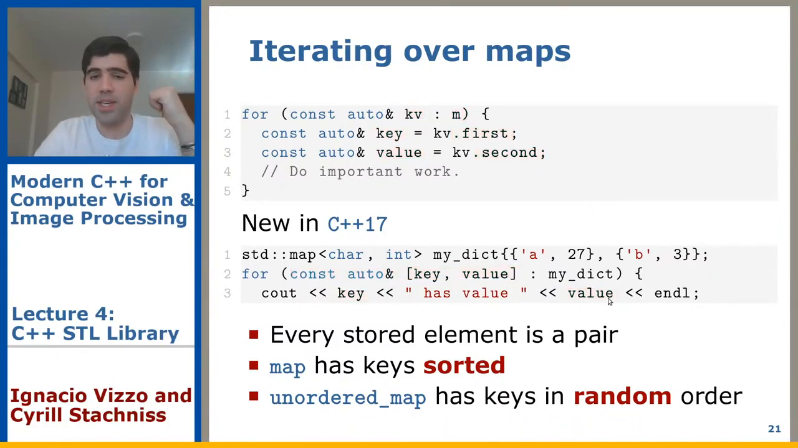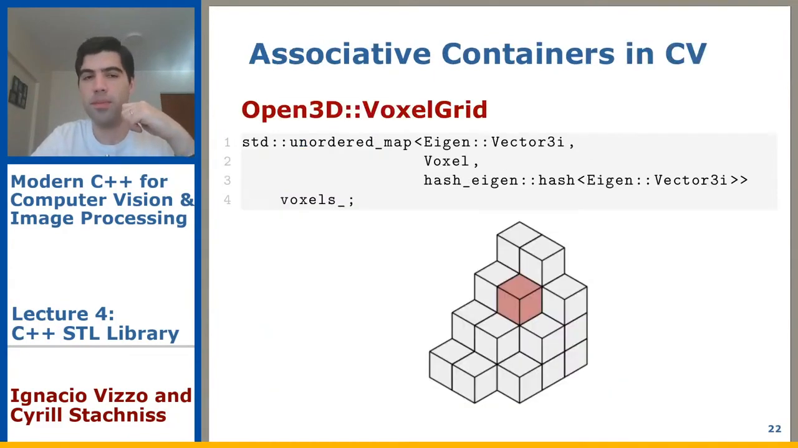And then as a recap for maps, every stored element is a pair, so it must always contain a key and a value. The map has the keys sorted, and the unordered map, that is the most common or most widely used, has keys in random order. So you don't know the real order of your map.